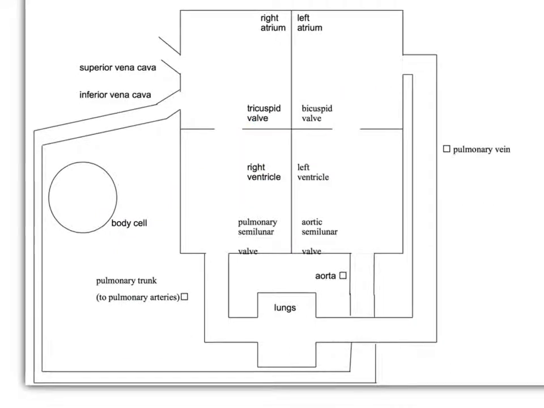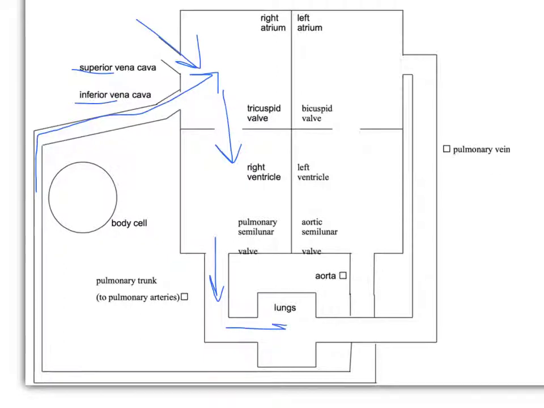Back to the original diagram, let's look at the flow of blood through the heart. So we're going to start at the body cells. The cells have utilized the oxygen, so the blood leaving the cells is going to be deoxygenated. It returns to the heart from the lower part of the body through the inferior vena cava, and from the upper part of the body through the superior vena cava, going into the right atrium, through the tricuspid valve into the right ventricle, and then out of the heart via the pulmonary semilunar valve.